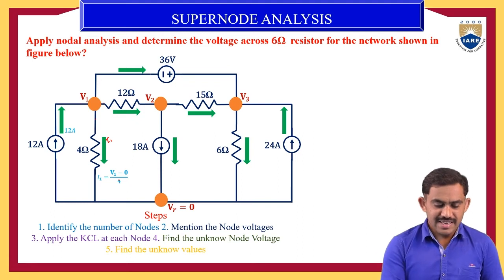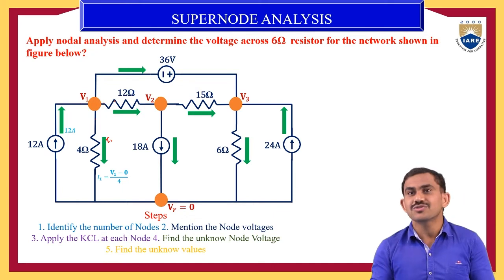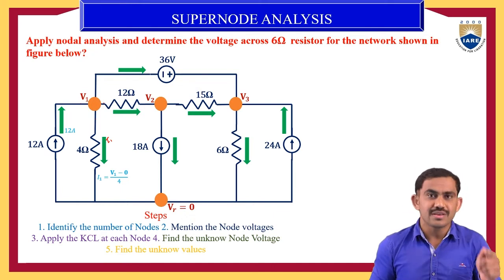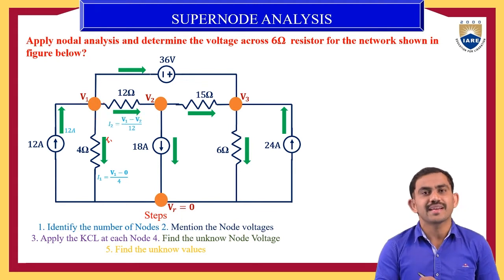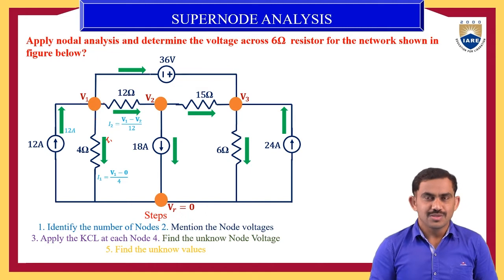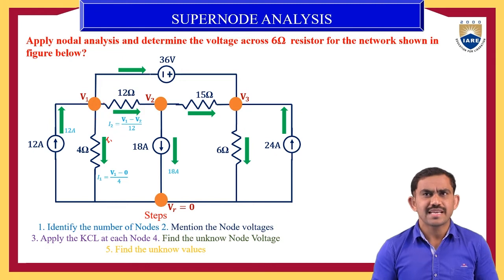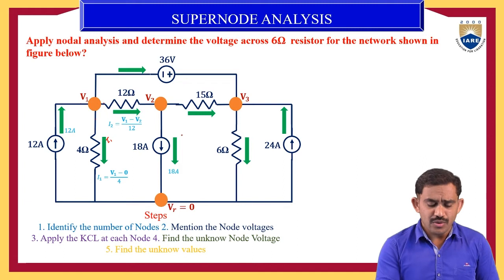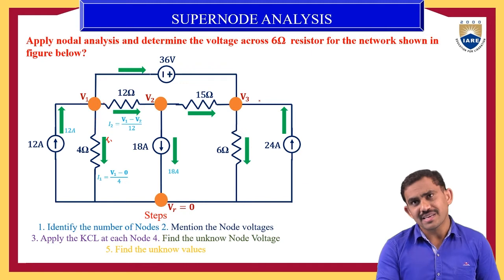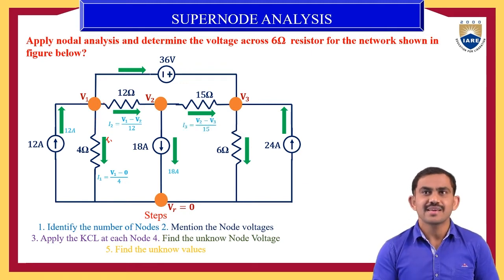Okay. Next, at 12 ohms, what is your potential difference? V1 minus V2, so the direction is V1 to V2. So you write V1 minus V2 divided by the resistor value. That is your I2: V1 minus V2 by 12 ohms. Then what is the 18 amps? 18 amps is a current source, so you can directly write 18 amps. Then at 15 ohms, what is the current there? The direction is V2 to V3. That means V2 minus V3 divided by the resistor 15 ohms. That is your I3: V2 minus V3 by 15 ohms.